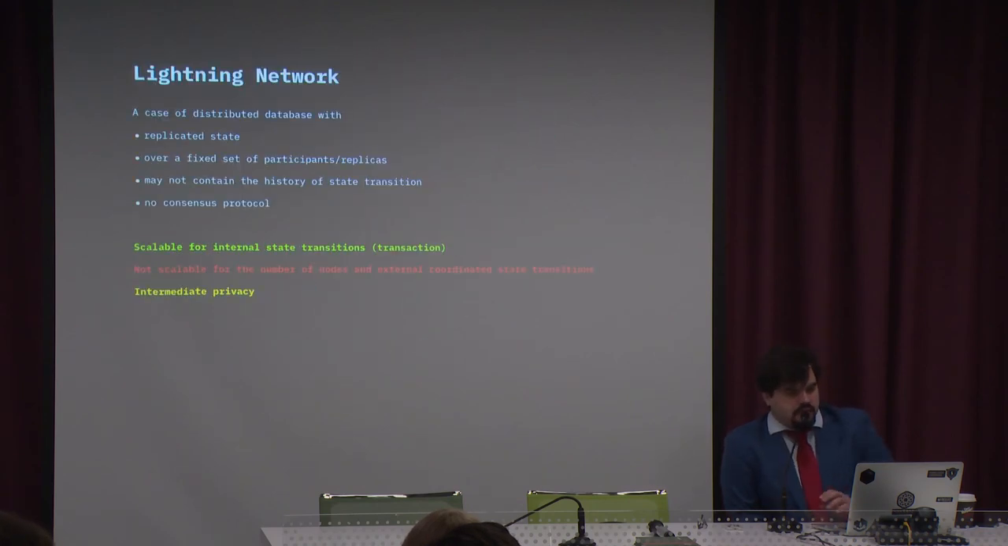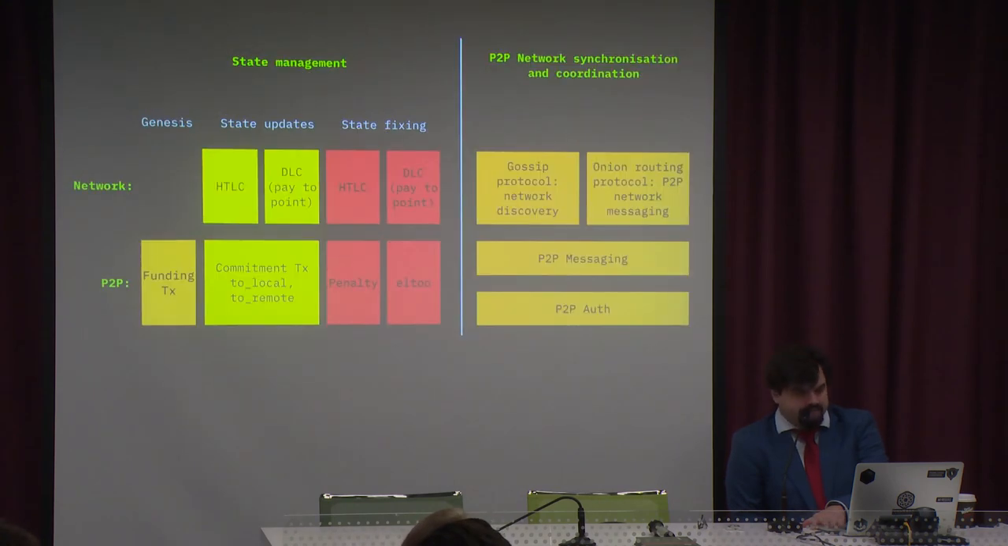So we all know that the Lightning network is a scalability solution for transactions over the Bitcoin network. However, it's not yet very scalable in the number of nodes and multi-hop payments, because of different reasons. We covered that briefly on the first day. And it has privacy improvements which are significant, but not absolute.